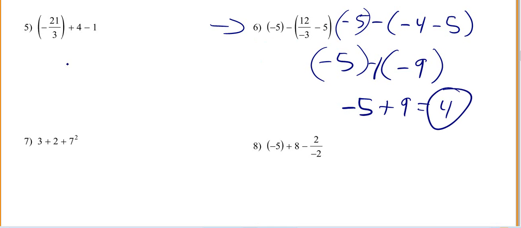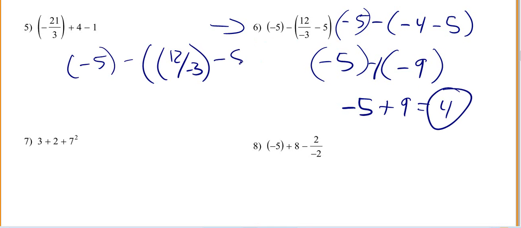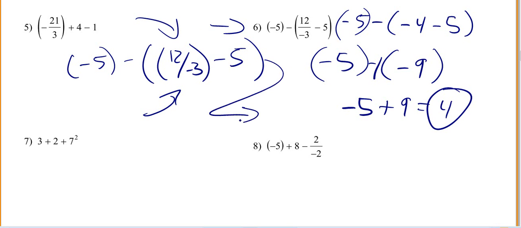This one's tricky if you're using your calculator. This is how you've got to put it in your calculator. A lot of times students forget this parentheses here. Don't forget this if you're using your calculator. When you plug that in your calculator the way it's written, you'll get a 4.